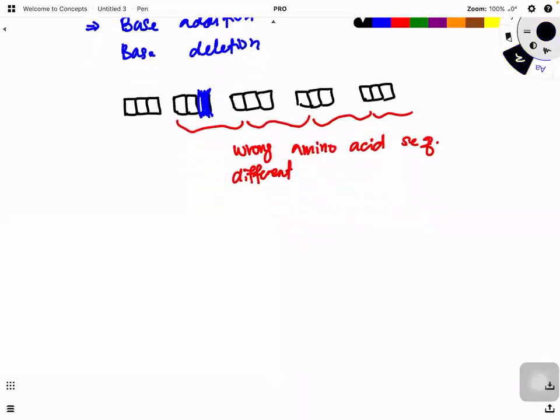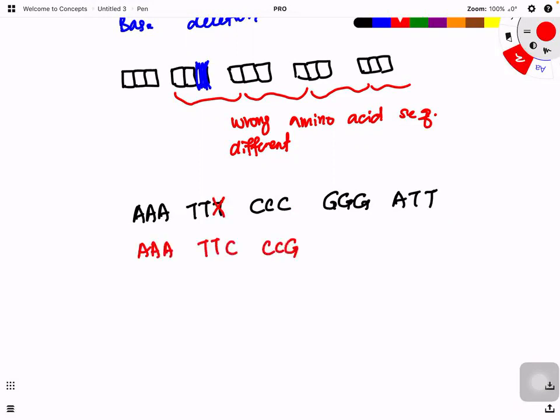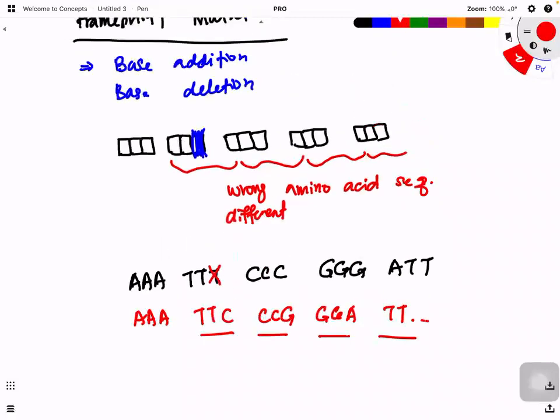So for example, if I have T T T C C C G G G, for example, A T T and so on. Because of a deletion here, my reading frames become ATTC, CCG, GGA, TT, and so on. So I can see that the reading frame is all wrong after the mutation. In this kind of situation we call it base deletions and base additions.